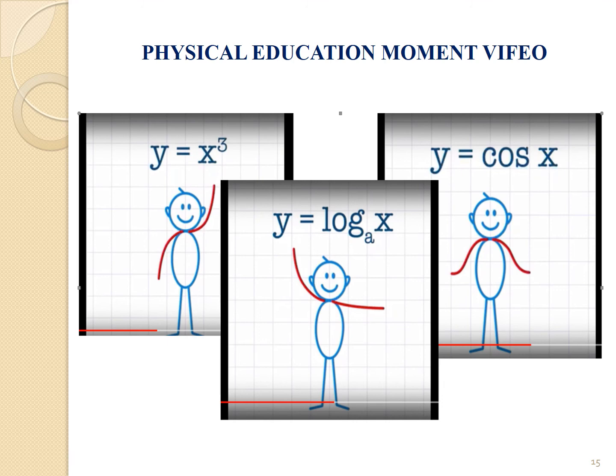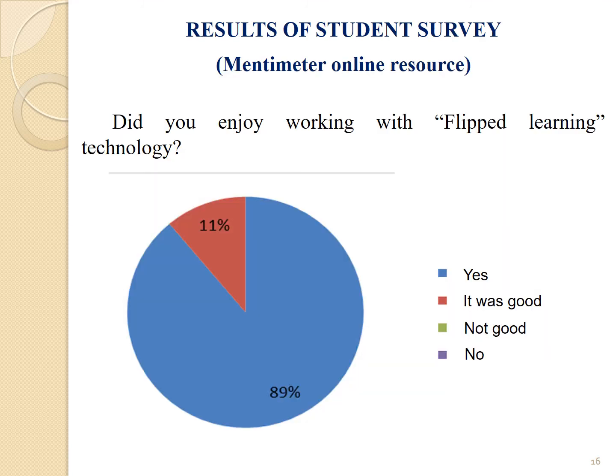Mentimeter is an online resource for creating presentations and real-time surveys, allowing you to get instant feedback from the audience. So, at the end of the lesson, we offer students to answer the following questions. Did you enjoy working with flipped learning technology? Options: yes, it was good, no. Will you use today's online service in your future professional activities? Options: yes, rather yes, sometimes, I don't know, no.